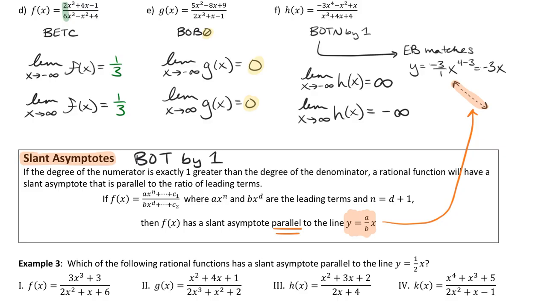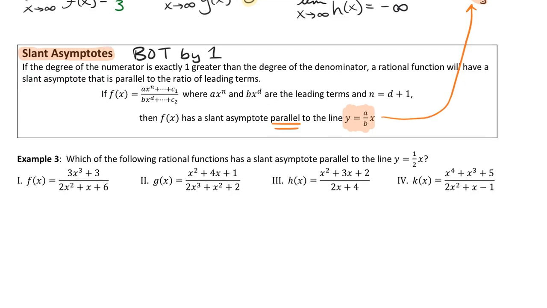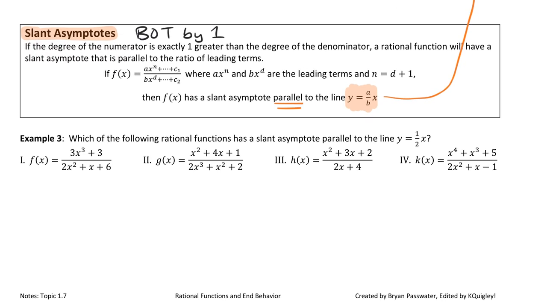So let's see what this would look like in a multiple choice situation. An AP style question when it comes to slant asymptotes may ask you, which of the following rational functions has a slant asymptote that is parallel to the line 1/2 x? Well, we know two things. We know that slant asymptotes only occur in bigger on top by 1. So let's first try to eliminate some answer choices by seeing which ones are not bigger on top by 1.